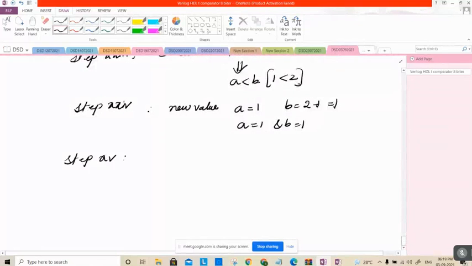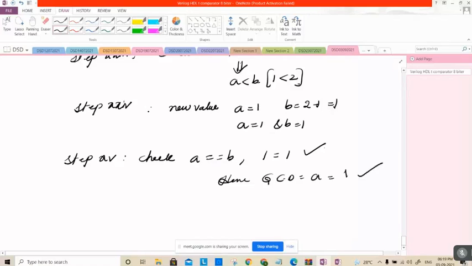Now step 25, check for A equal to B or not. So 1 is equal to 1. This is true. And hence GCD is equal to A, which is equal to 1. Right.